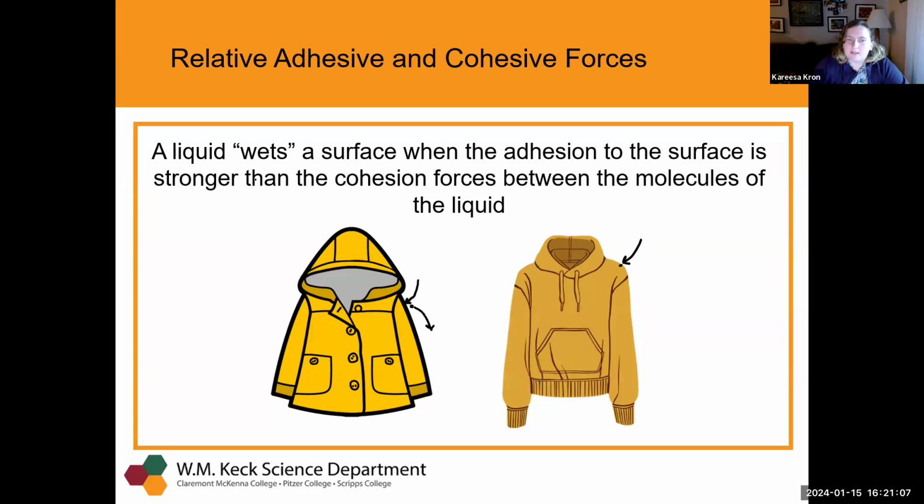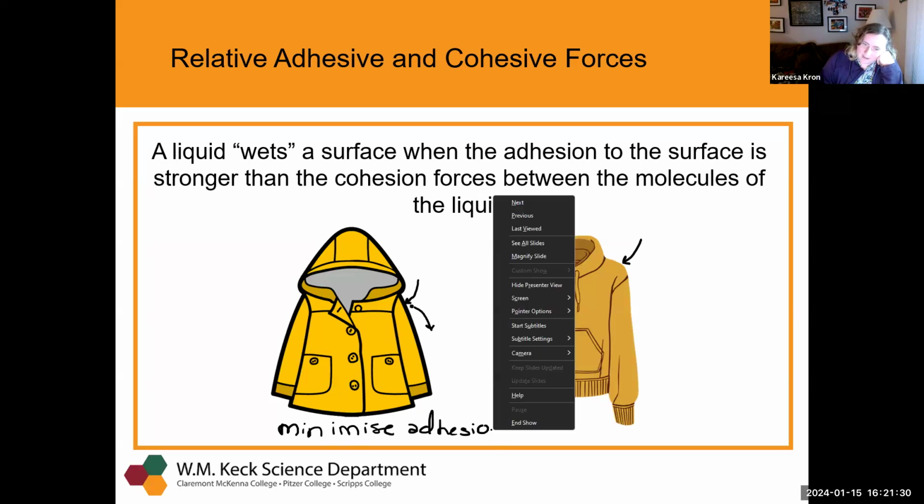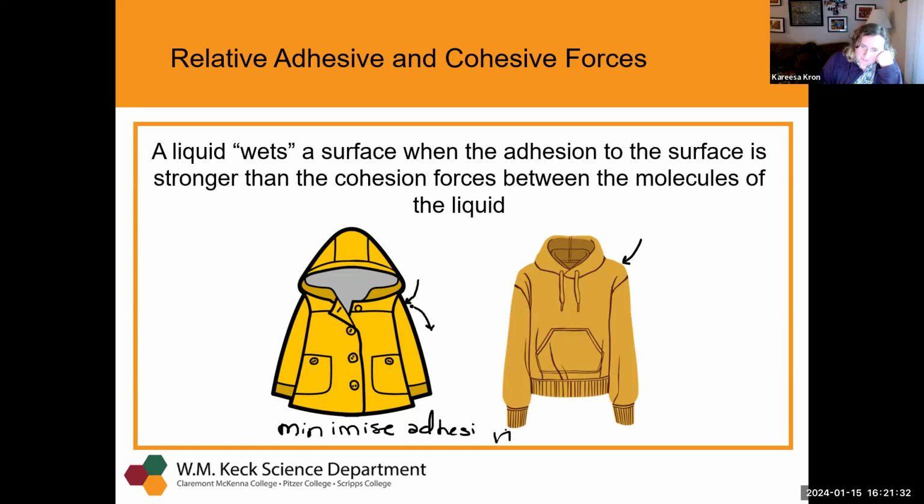And so what this process is called is you say that a liquid wets a surface when the adhesion to the surface is stronger than the cohesion forces between the molecules. So with a raincoat, what they've done is they minimize the adhesion of water so that the water stays together and falls off. Minimize adhesion so water leaves.